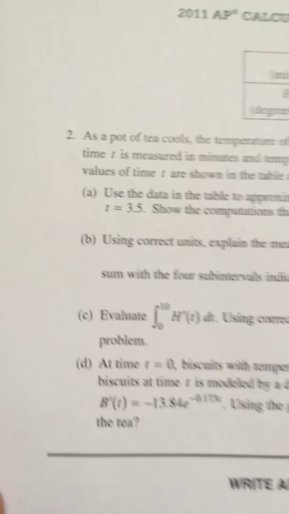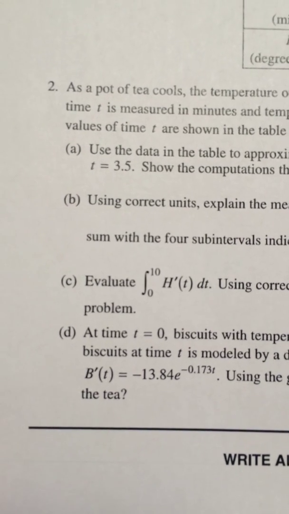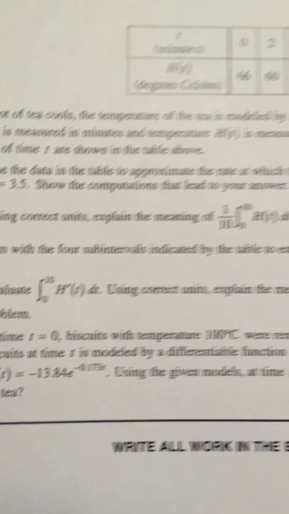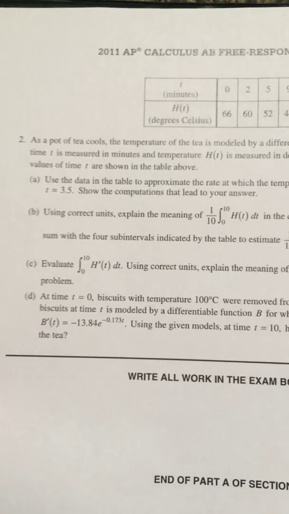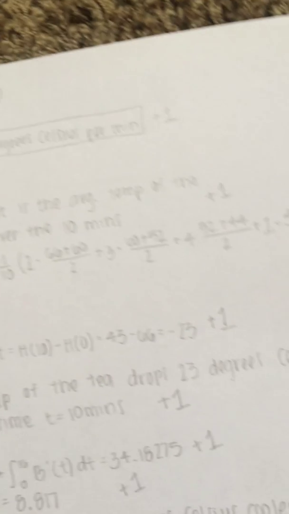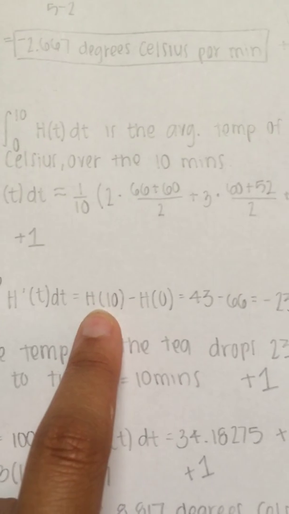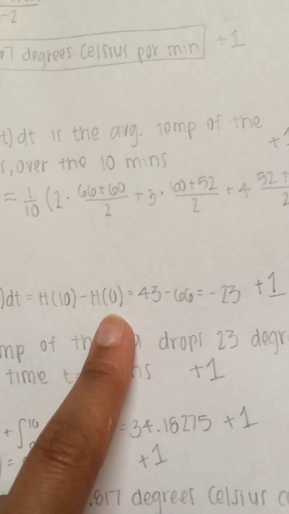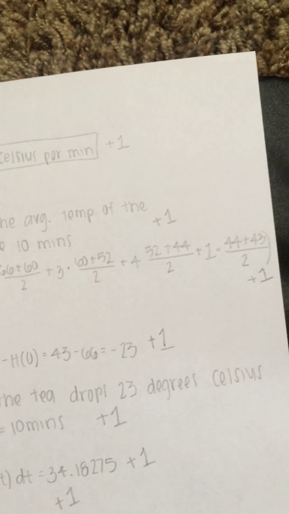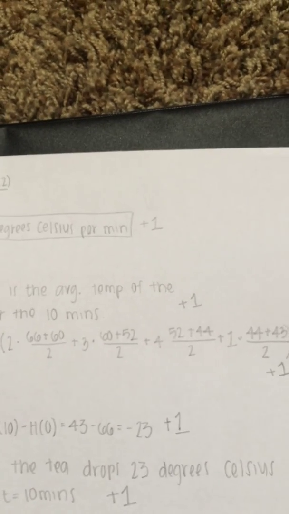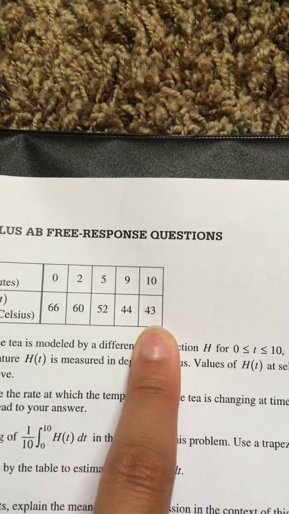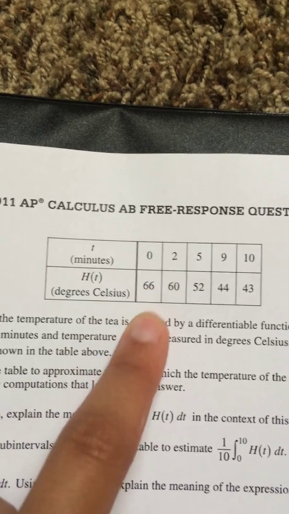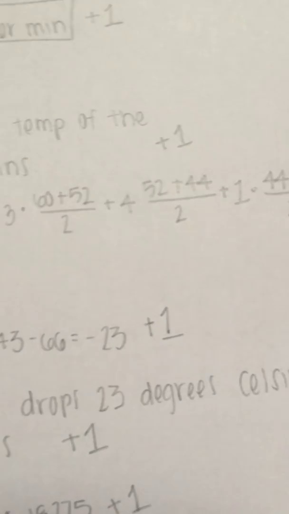So let's look at 2c. 2c says, evaluate the integral from 0 to 10 of H'(t) dt using correct units. Explain the meaning of the expression in the context of this problem. For that, you're going to do H(10) minus H(0), which is 43 minus 66, where H(10) is 43 and H(0) is 66. Once you do that, your answer is going to be negative 23.